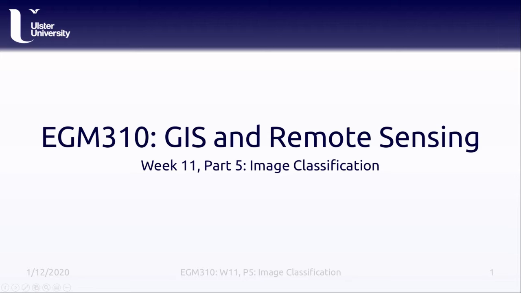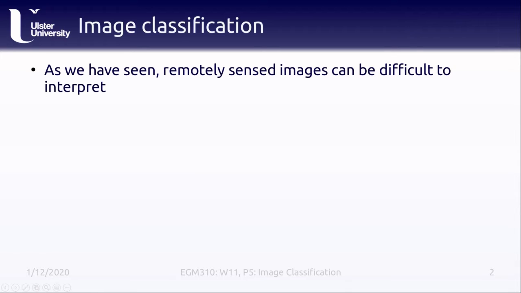In this lesson, we will learn about different methods of automated classification, how we can use the computer to help us identify the objects in an image. As we have seen, remotely sensed images can be difficult to interpret. They're usually taken from angles that we don't normally see, and they often have scales that we aren't familiar with.